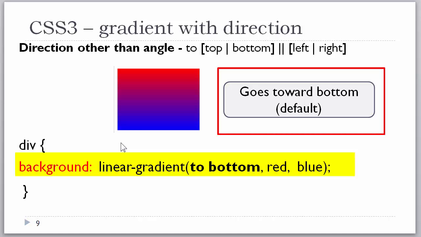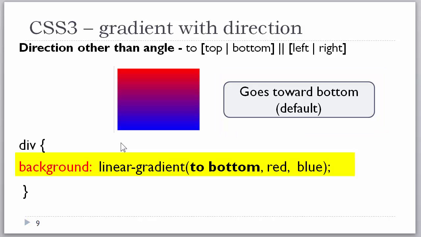Alright, to bottom is the direction that we're giving it. It means the gradient is going toward the bottom, and that is the default. So to bottom is a direction that you can specify. However, it is the same thing as saying 180 degrees, and it is also the default.